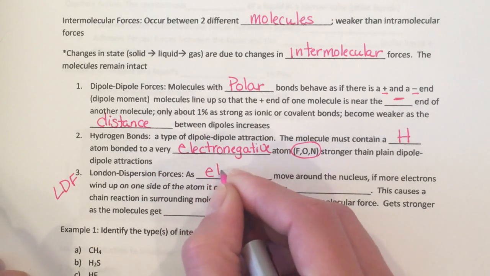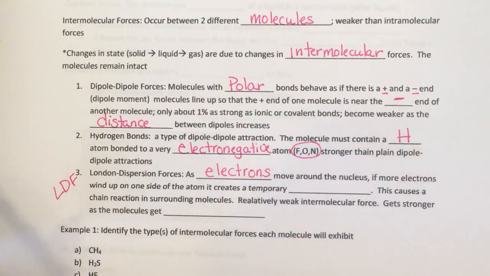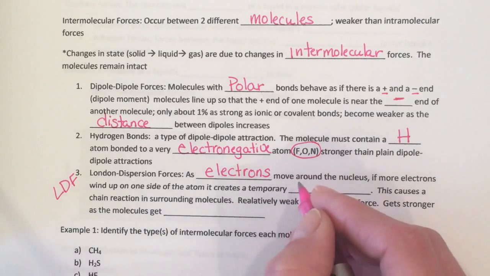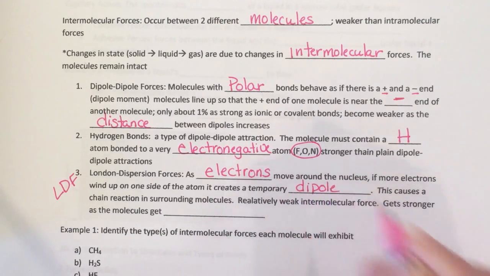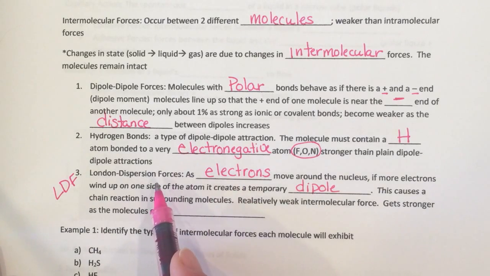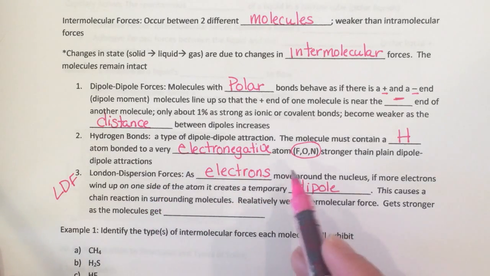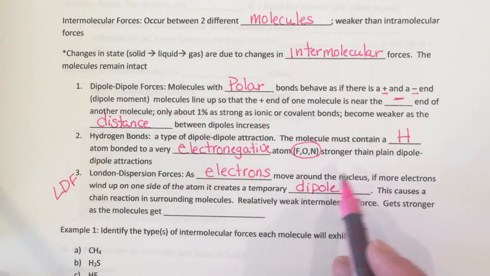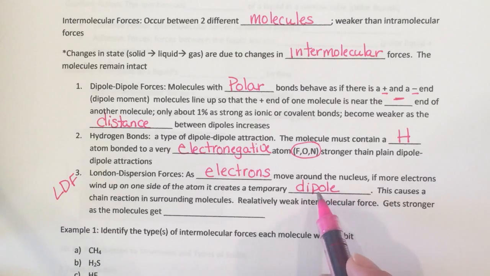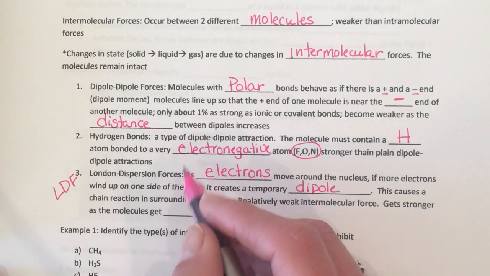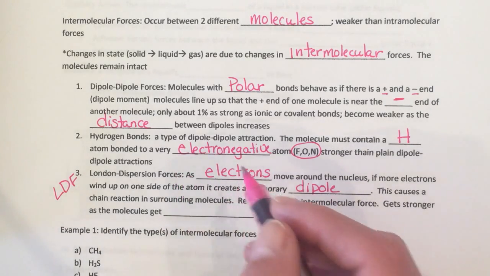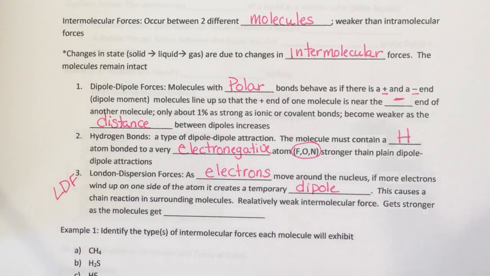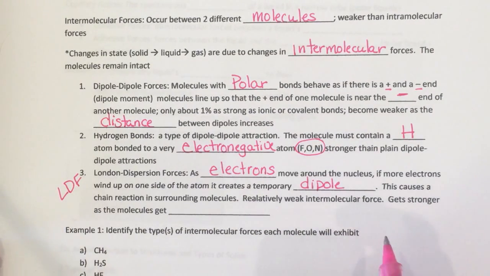So what's going to happen is the electrons are moving around the nucleus. Now, occasionally we're going to have more electrons on one side than the other, and so we're going to have a temporary dipole. So if I wind up with more electrons on this side, it's going to be partially negative. The side that has less will be partially positive, so I have this temporary positive and negative side, temporary dipole. Now, when one molecule becomes partially positive and partially negative, the one next to it will try to do the same thing so that it can line up. So it creates a chain reaction.